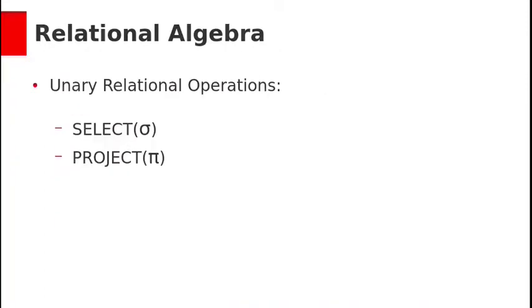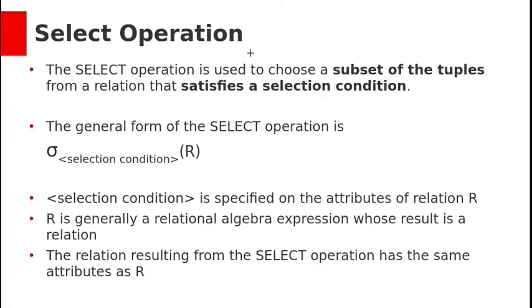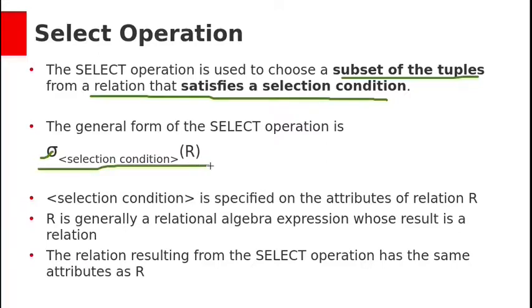Let us see most popular two basic relational algebra operators, select and project. Select operation. It is used to select subset of tuples from relation that satisfies selection condition. It is denoted with sigma. Its general form is this one: sigma selection condition on relation R. Here, selection condition is specified on attributes of relation R.